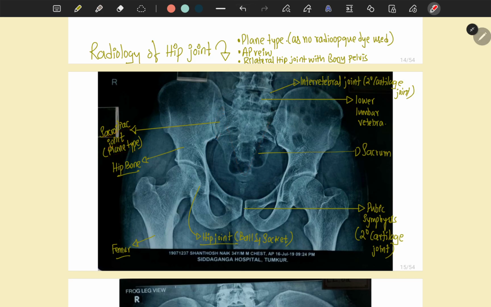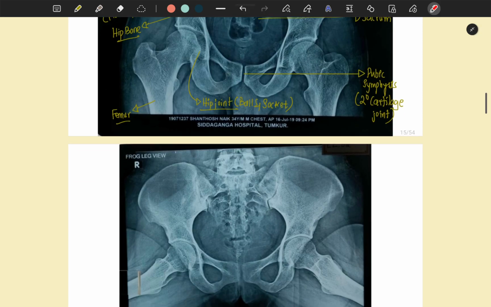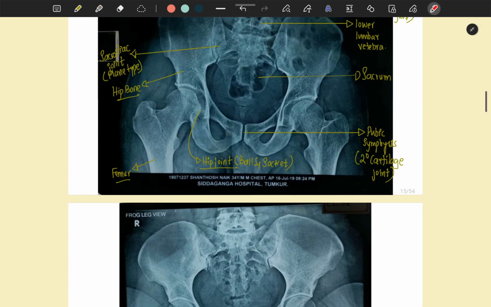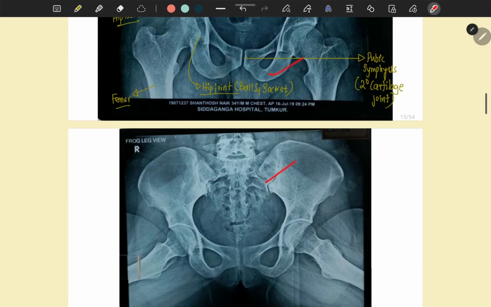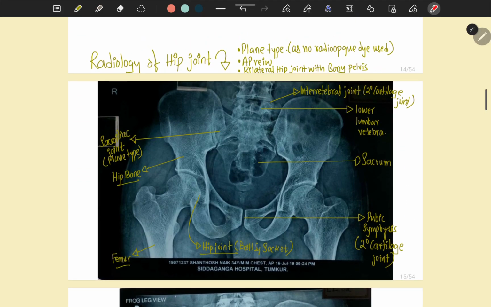And another appreciable feature is the lower lumbar vertebra. Lower lumbar vertebra you can see here, and you can also see the intervertebral joint, which is a secondary cartilaginous joint. This is also the same type. This X-ray and these are both the same. So in one X-ray only I will explain everything.